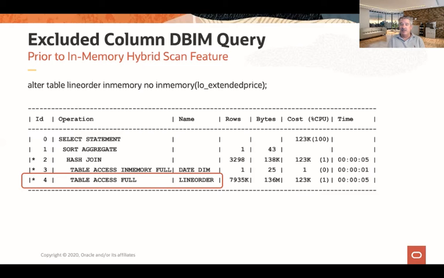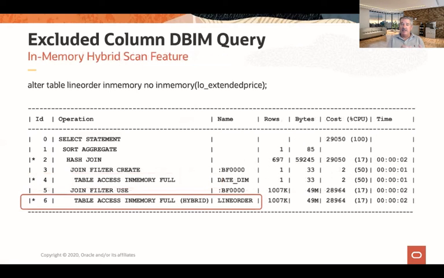Previous to 21c and the in-memory hybrid scan feature, any query that accesses a column that's been excluded will do a TABLE ACCESS FULL against the row store. Now, if there are indexes available, it might take advantage of those, but the bottom line is it's typically going to be quite a bit slower than if it was able to access that data in memory.